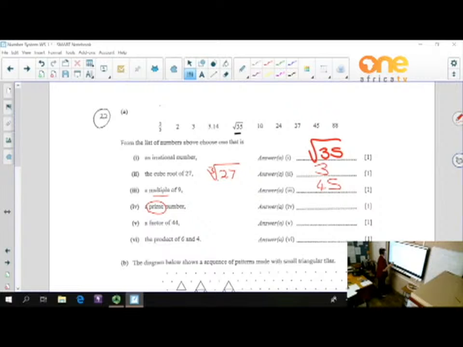So now we have to look at which of these have factors. 2 and 3 are prime numbers, and then the other one would be 37. So you could have chosen any of those. Then a factor is a small thing that divides. What can divide into 44? And it would be 2. From that list, I think it's the only one. And then the product of 6 and 4, which is 24. That is very easy. Right.